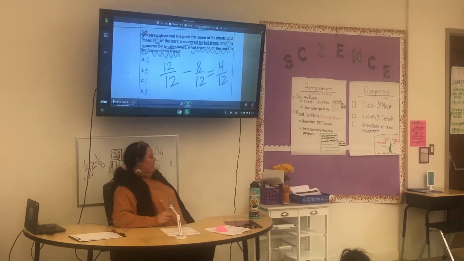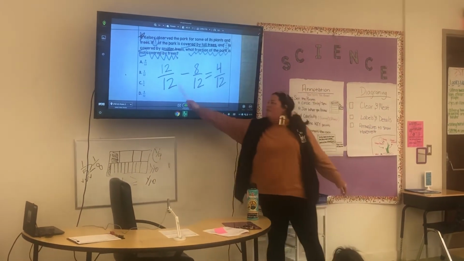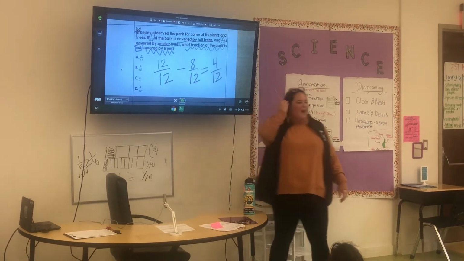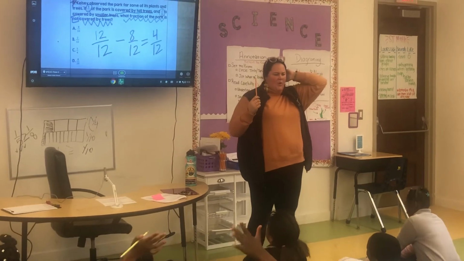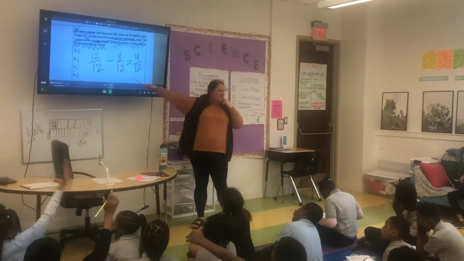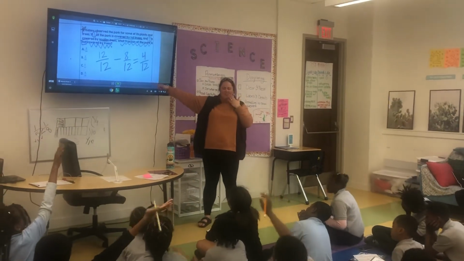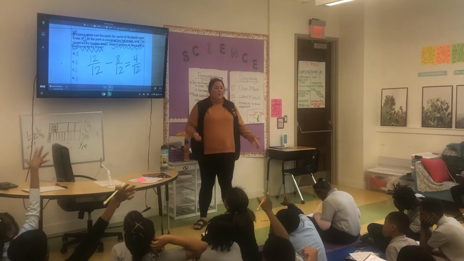Okay, look up there. 12/12. Where is that fraction coming from in this problem? Why did that person in Cornell choose 12/12? Because I want to see you thinking, Zoe, I want to see you thinking. Why did this person start their equation with 12/12? Where did that come from?